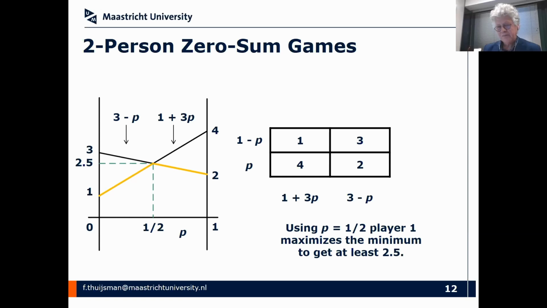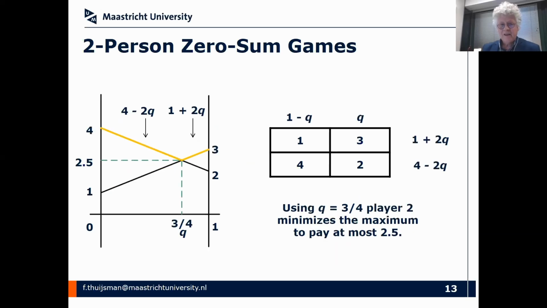Now, of course, player 2, the column player, can do something similar, but he's just looking at how much do I have to pay. So if player 1 chooses the first row, I have to pay 1 plus 2q. If he chooses the second row, I have to pay 4 minus 2q.